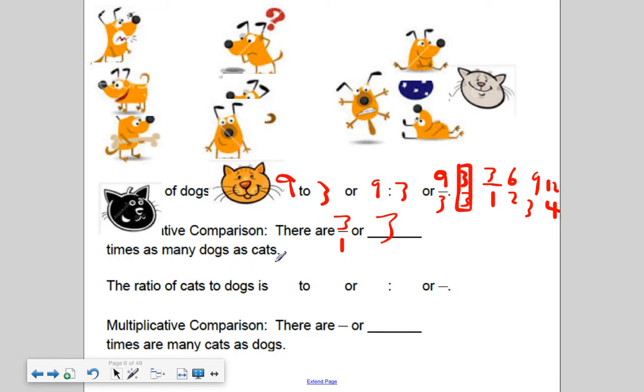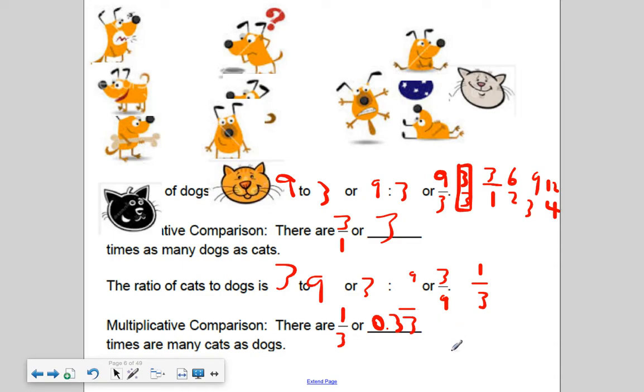Cats. How many cats were there again? 3 cats to 9 dogs, or 3:9, or in fractional form 3/9. If I divide both numbers by 3, I get 1/3. But what does that mean? 1 cat, 3 dogs. Look at these pictures. 1 cat, 3 dogs. 1 cat, 3 dogs. So there are 1 cat to 3 dogs. Or what is the decimal form of this? 0.33 repeating. Times as many cats as dogs.